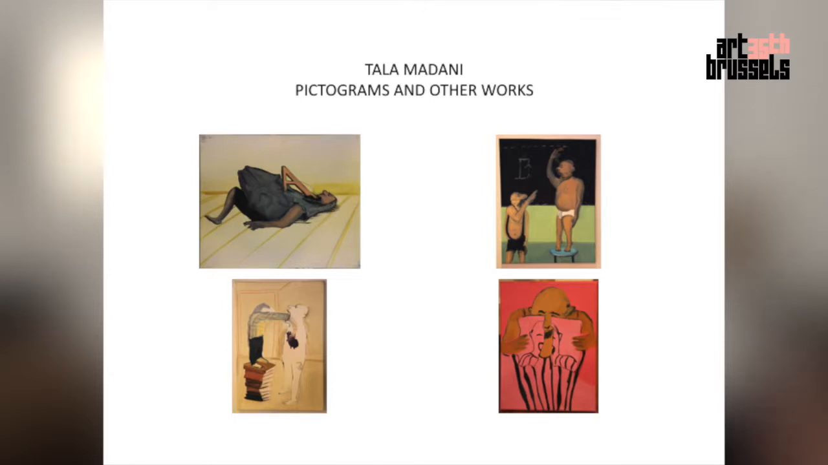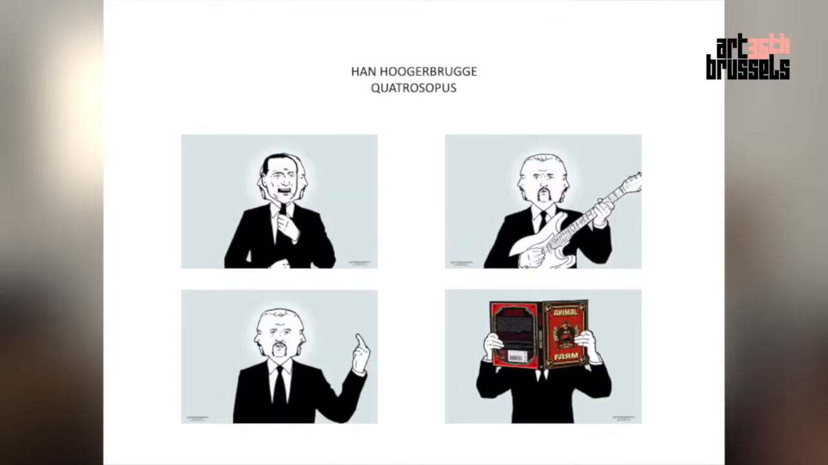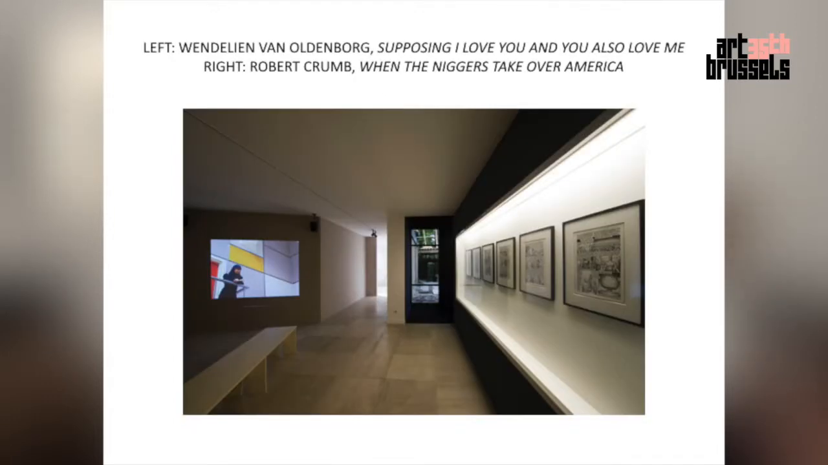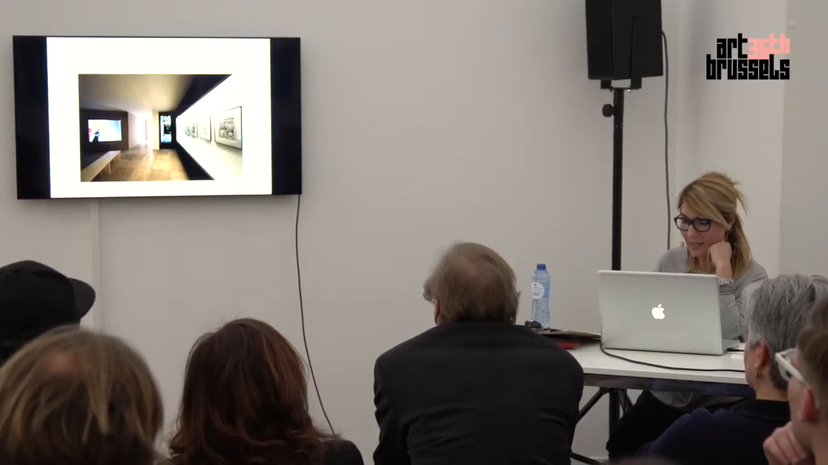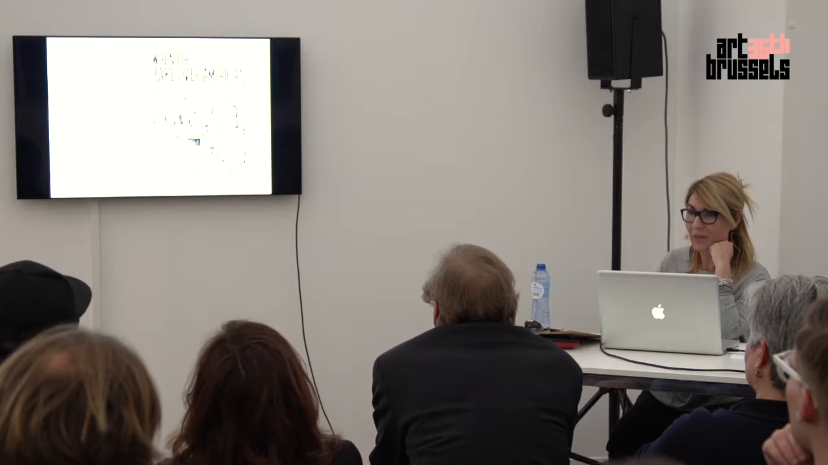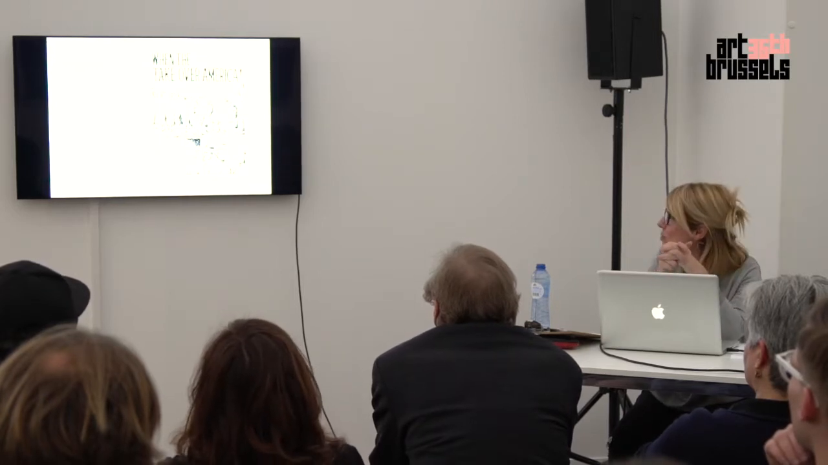This is a work by a Dutch artist, Han Hoogerbrugge, who made a music video involving 4 different personalities, all of whom talked about free speech issues from a different perspective. Wendelien van Oldenborgh, who is actually happily representing Holland this year at the Dutch Pavilion, and an artist I've worked with for many years. And Robert Crumb, the American illustrator, with an older work from 1993.